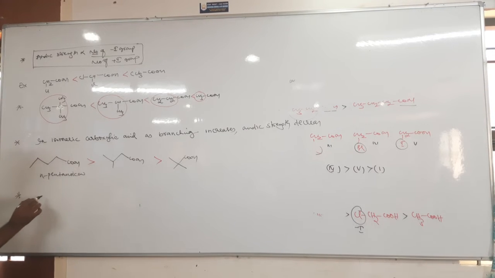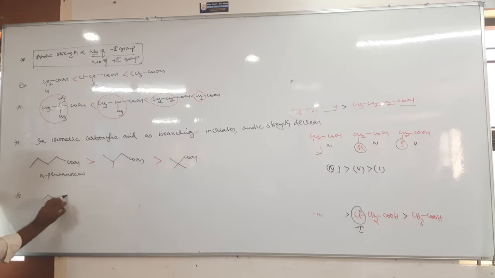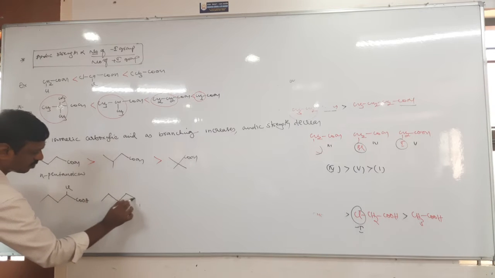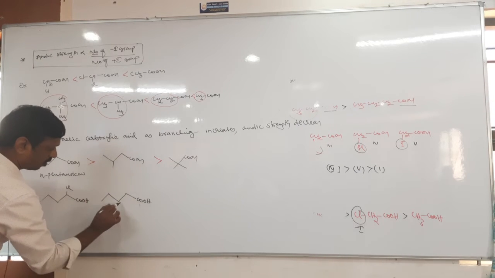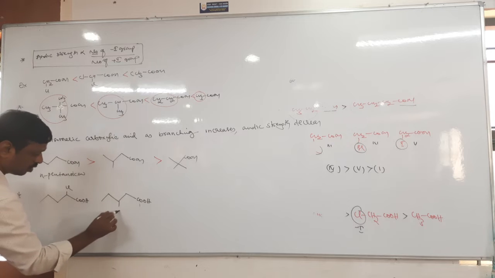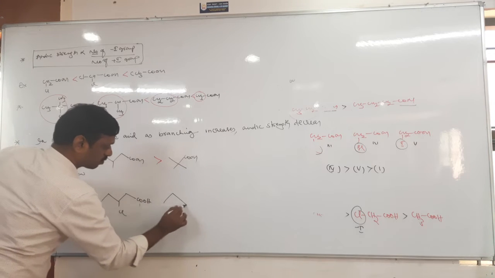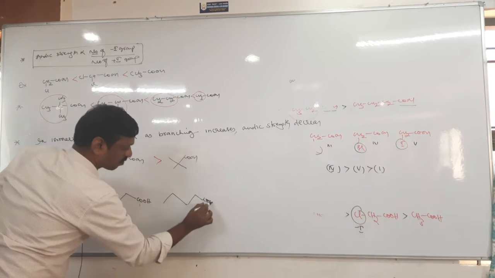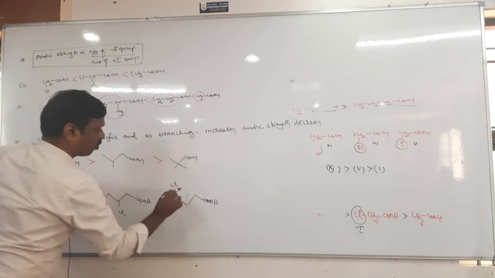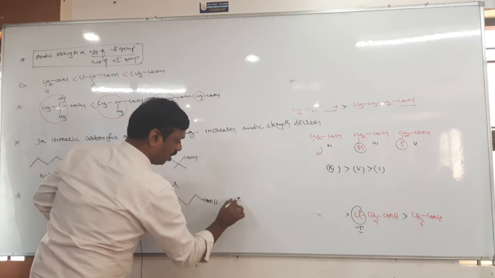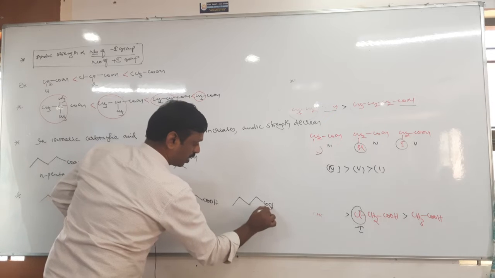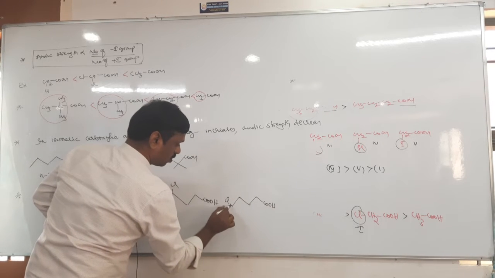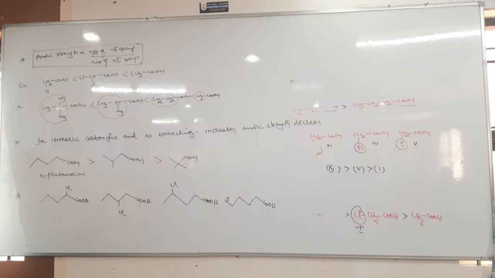Okay, next, let us take the same pentanoic acid. It is 1-chloropentanoic acid, right, now 2-chloropentanoic acid, 3-chloropentanoic acid, 4-chloropentanoic acid, and 5-chloropentanoic acid. So which is more acidic? So 1-chloropentanoic acid is more acidic. Why?